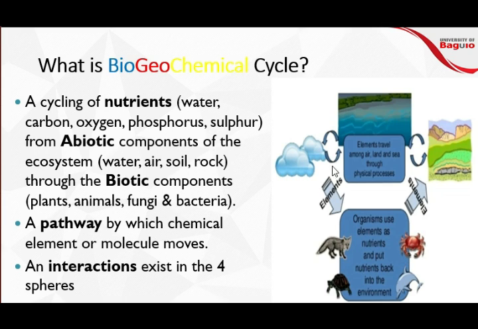So the elements are actually flowing through the different organisms, and then they will be used by the different organisms. Elements travel among air, land, and sea through physical processes. So we have the different elements that are flowing, or let's say traveling, within our environment, and that is why the biogeochemical cycle is one of the important types of cycles that we need to take note of when you talk about ecosystems. And most of the time, these are being violated, or there is a lot of destruction because of human activities, and not only human activities, but also natural events or natural phenomena.